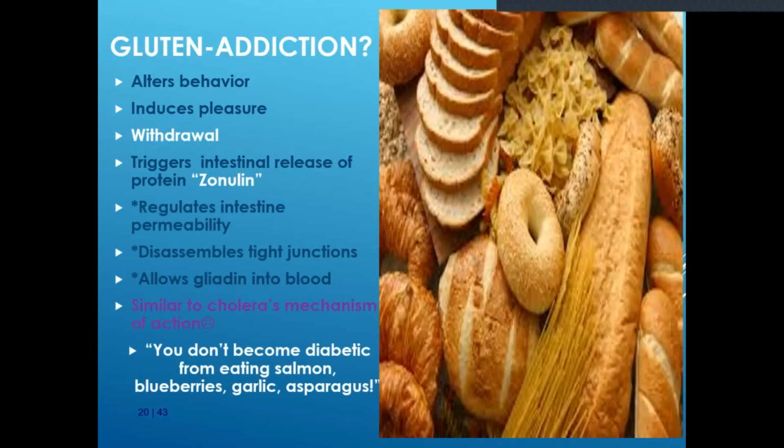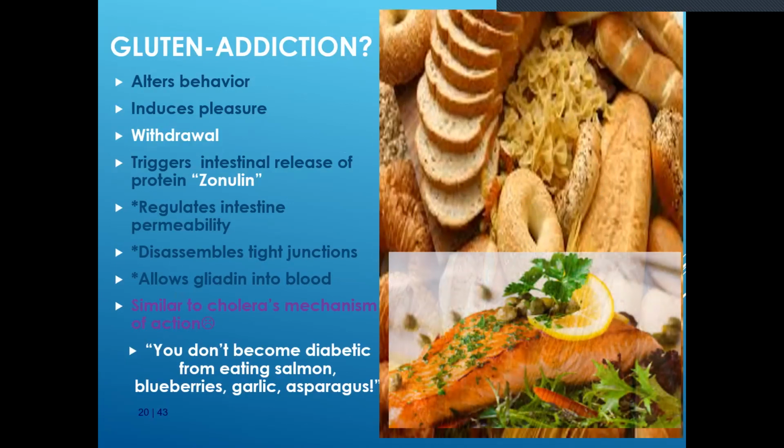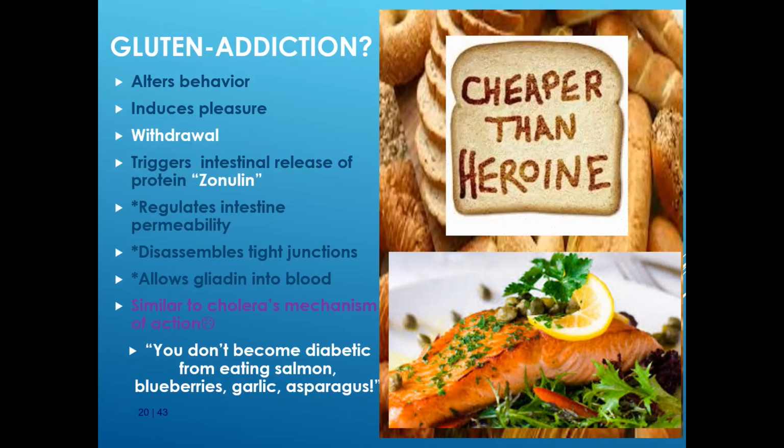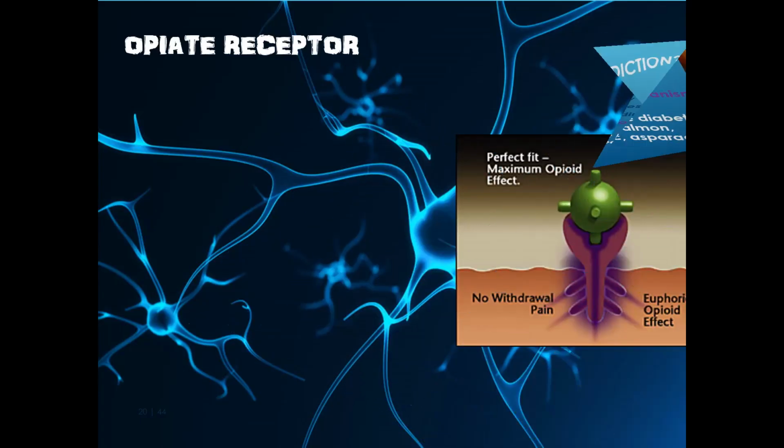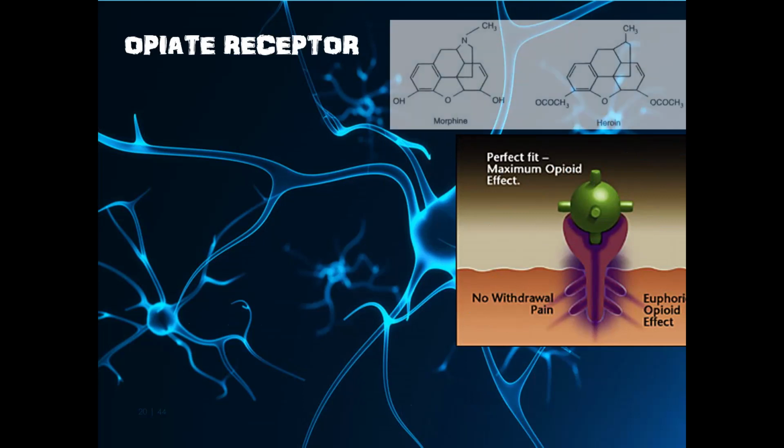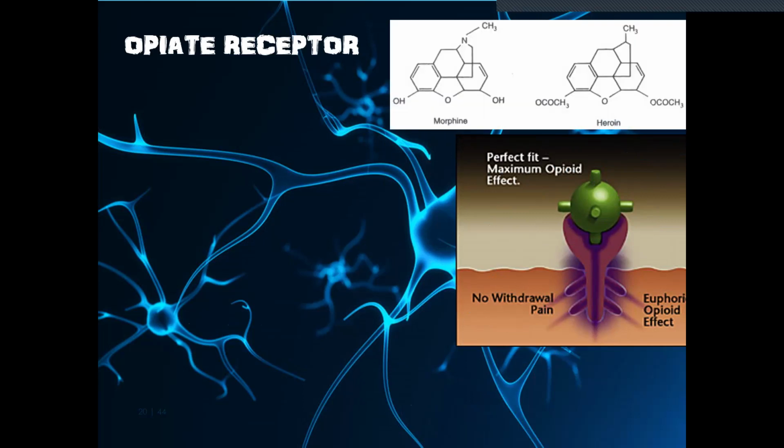So people don't become diabetic when they eat salmon and blueberries and garlic and asparagus. That's a quote from a book. And it has the same effect on your body as heroin. They're both opioids. It's why you don't want to give up your bread. It's also why you don't want to give up your milk. Casein is an opioid. I'm sorry, cheese, right? People are like, hey, I can give up dairy, but not cheese.